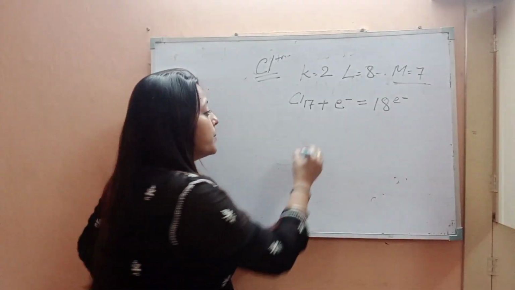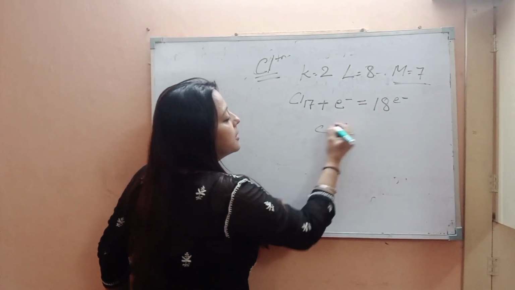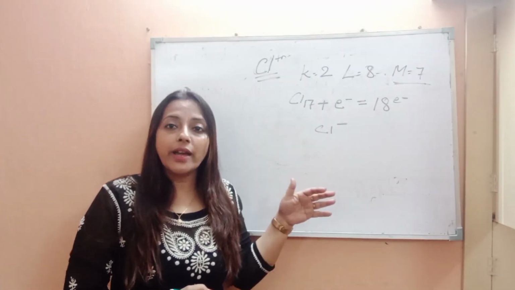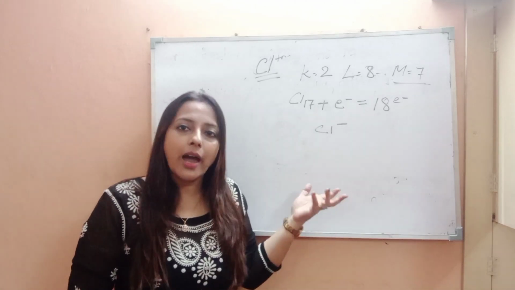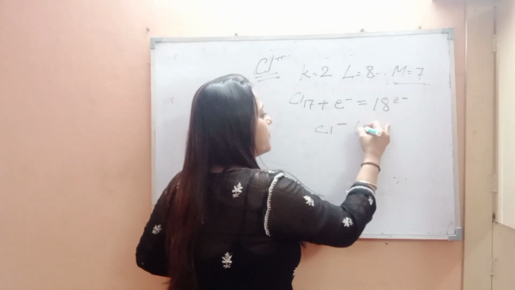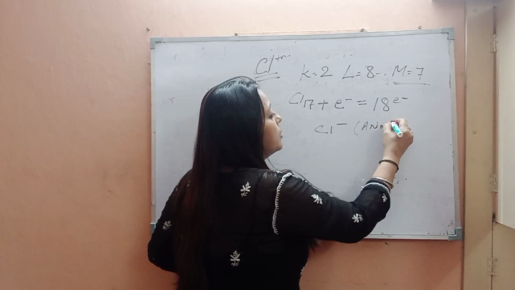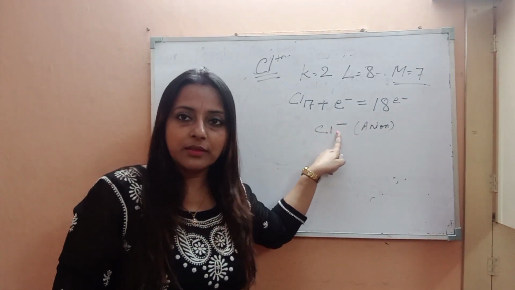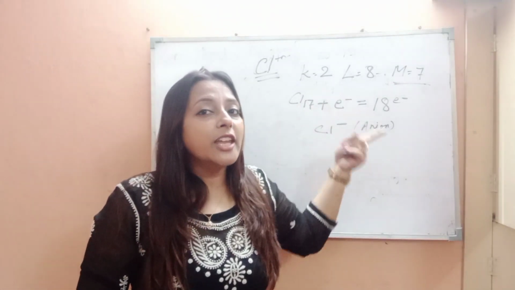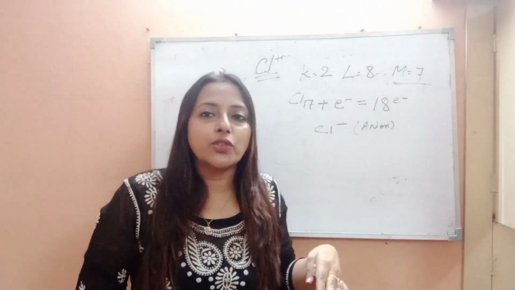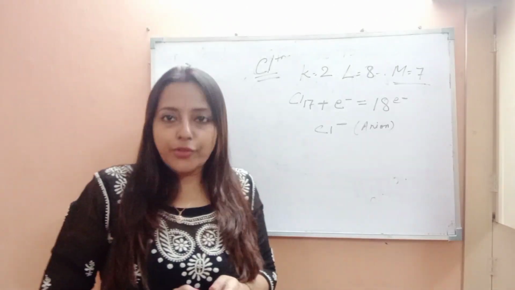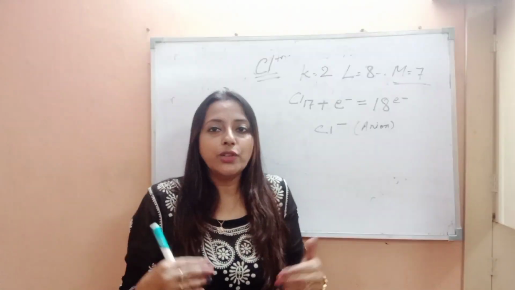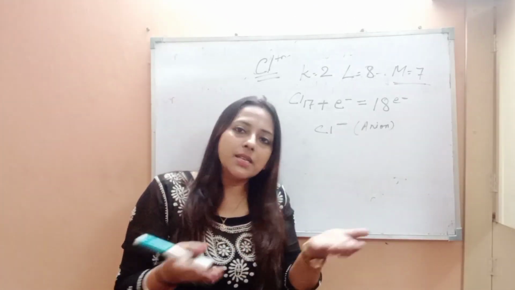Now chlorine becomes a chloride ion, a negative ion. A negative ion is also termed an anion. What is its valency? Its valency is 1 because it is gaining one electron, meaning one electron is taking part in the reaction. So this is actually valency, the number of electrons gained or lost by any atom.